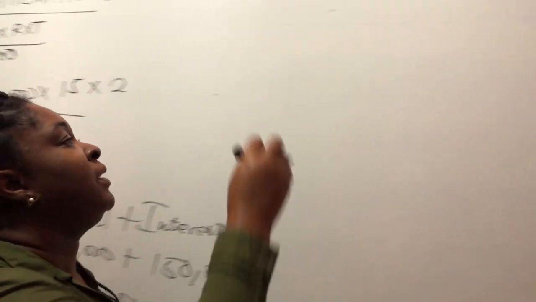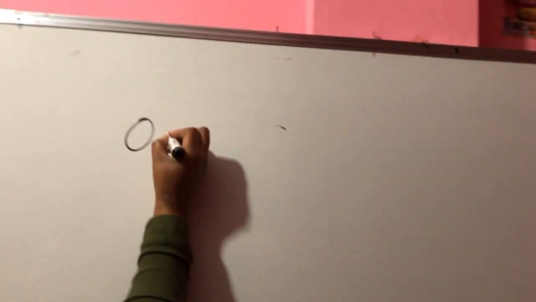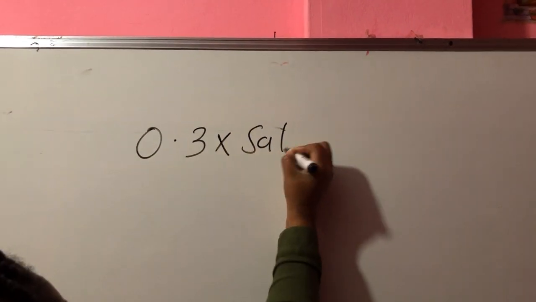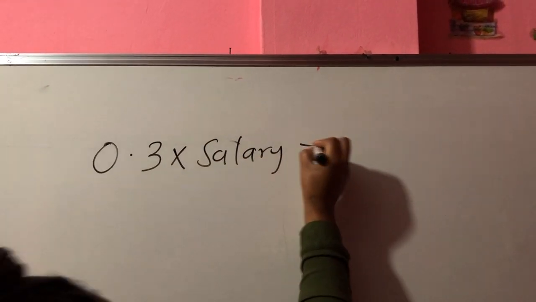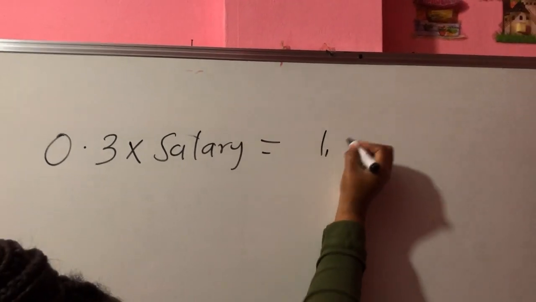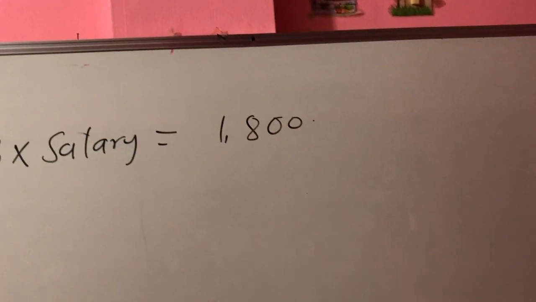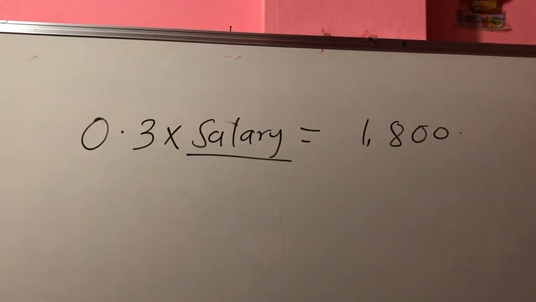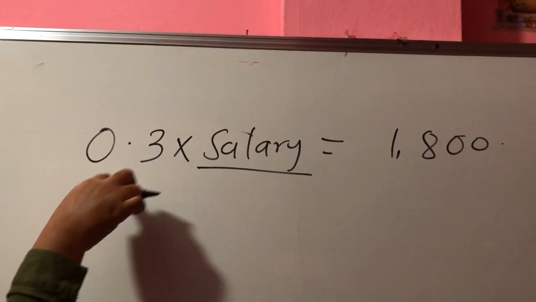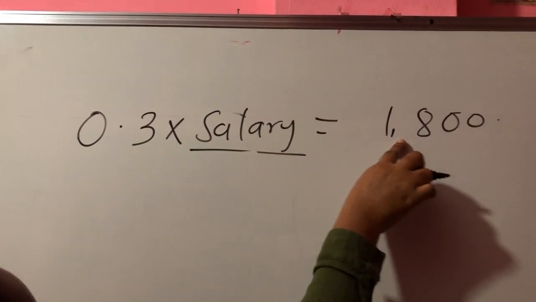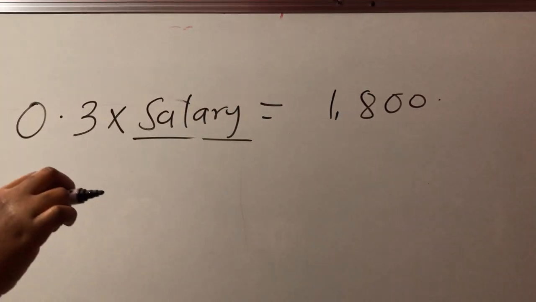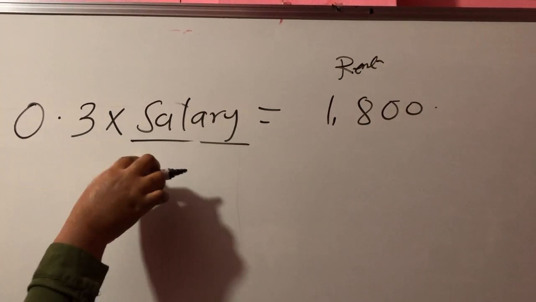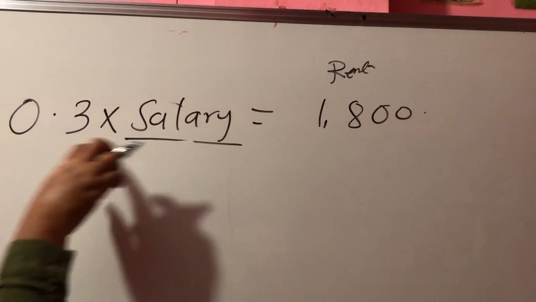Now they say that this Kofi guy is paying 0.3 times his salary, which is his rent, which is 1,800 cedis. So you are finding his salary. They are telling you that 0.3 on Kofi's salary is his 1,800 cedis. This is his rent. So they are saying that 0.3 on his salary is his rent. So find his salary.